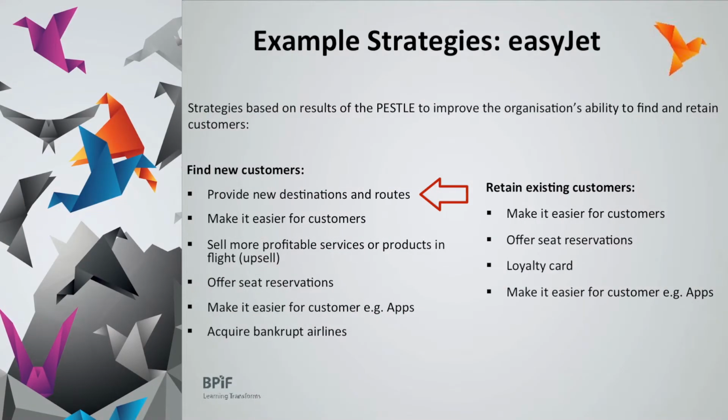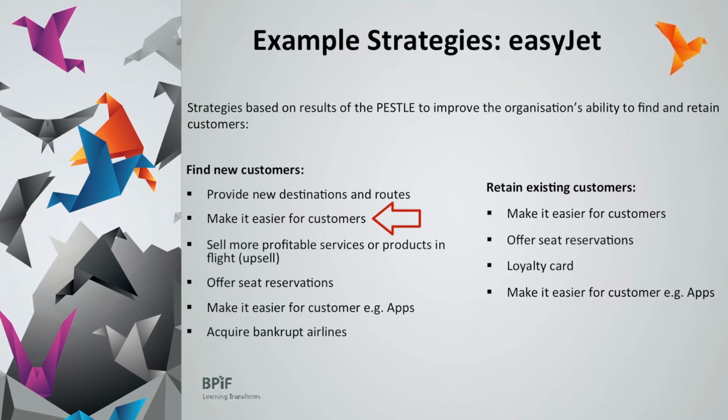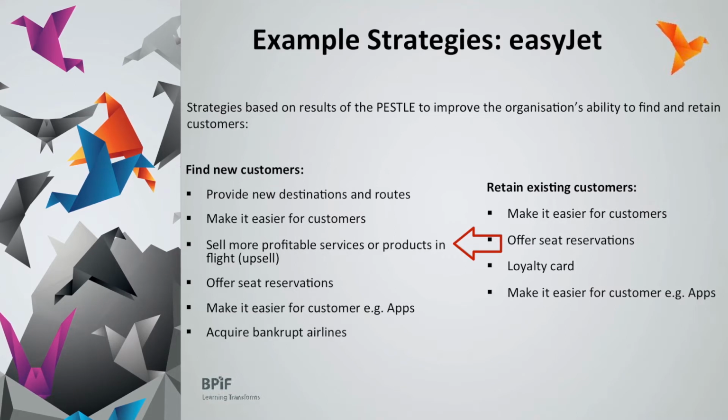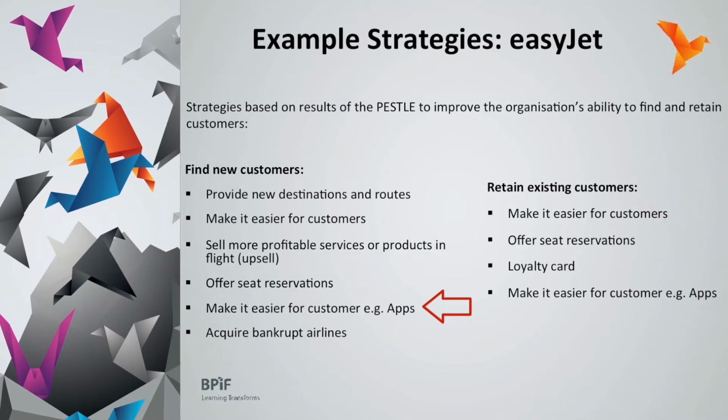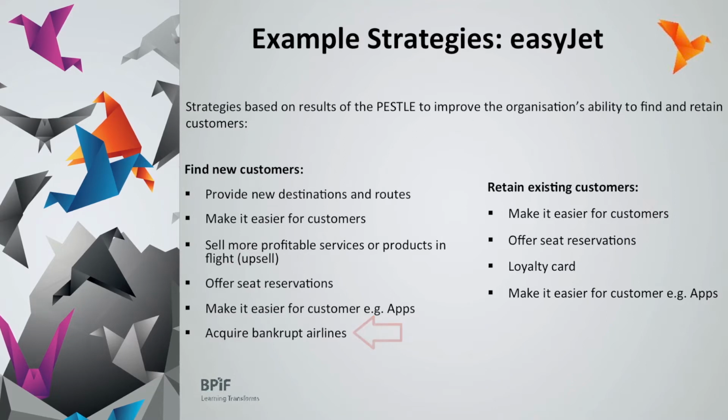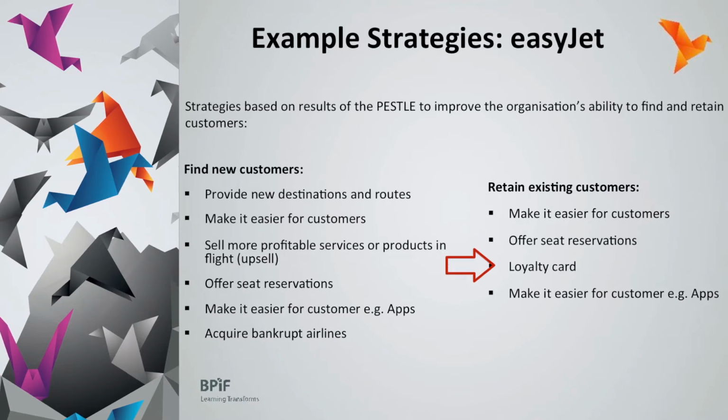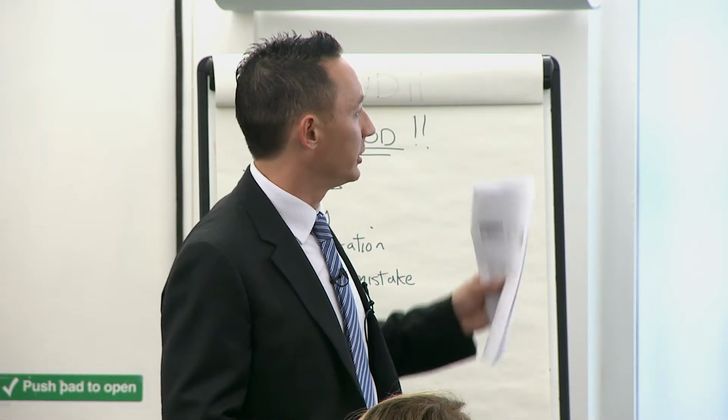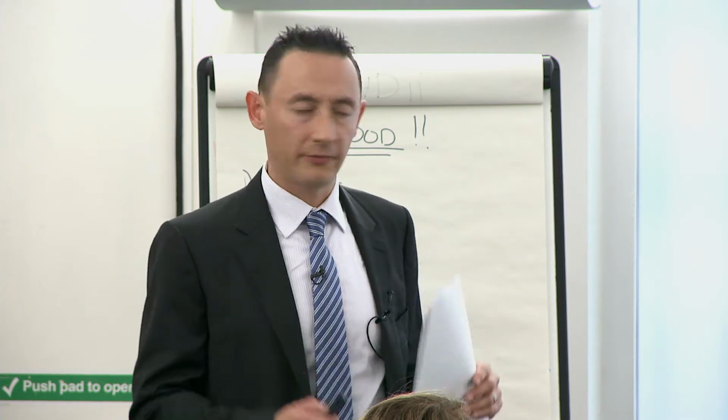That you can provide new destinations and routes from that PESTLE you've done, or from the PESTLE that we've given. Make it easier for customers to book, sell more profitable services or products in flight so they can upsell, offer seat reservations and make it easier for customers. They've got an app now. Acquire bankrupt airlines and their customers as well. Retaining existing customers, making it easier for customers, offer seat reservations, having a loyalty card, make it easier for customers, e.g. apps. So the idea is you start off with your PESTLE, and then you can then look at the different strategies and do that for your own company.